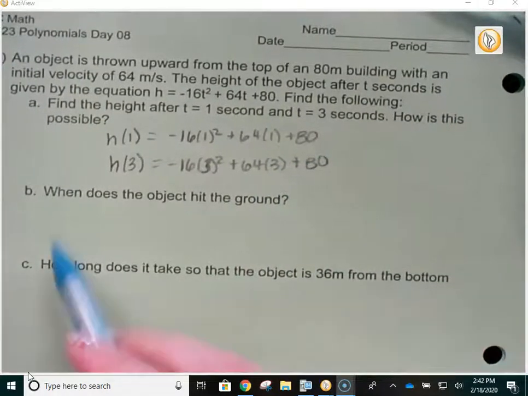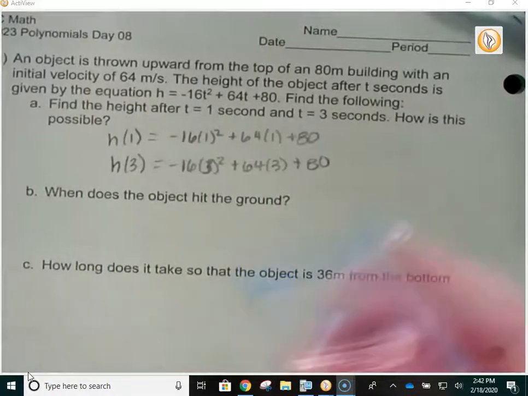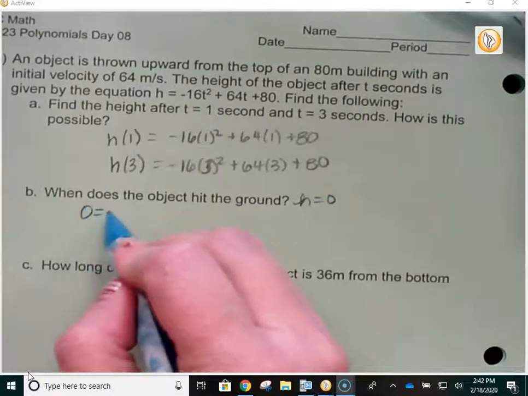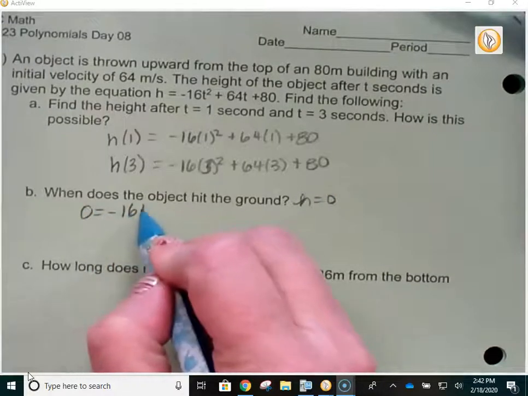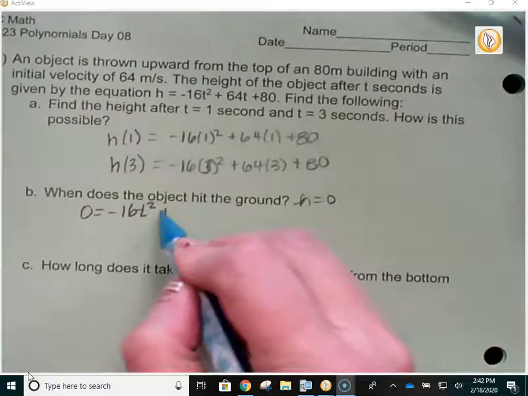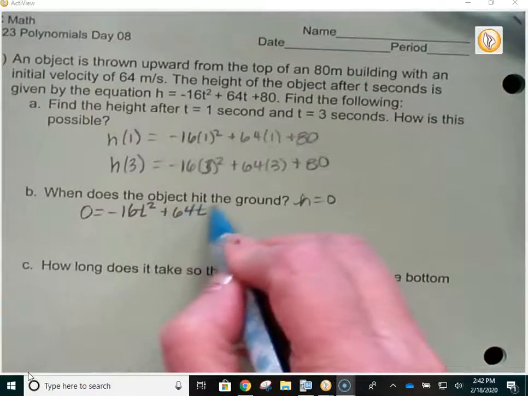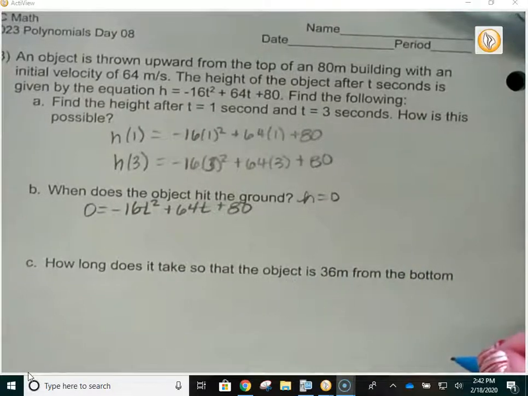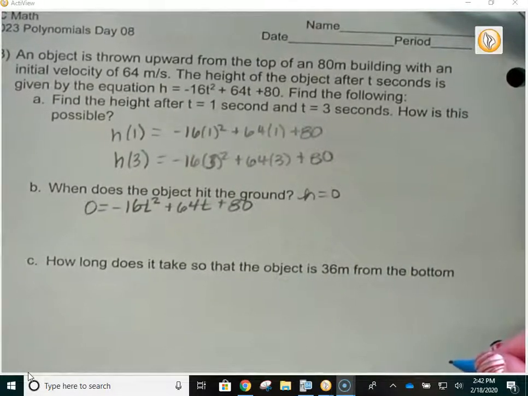So then it says, when does the object hit the ground? Well, that's when h equals 0. And again, set your h equal to 0. And you can solve by factoring, the quadratic formula, or graphing.